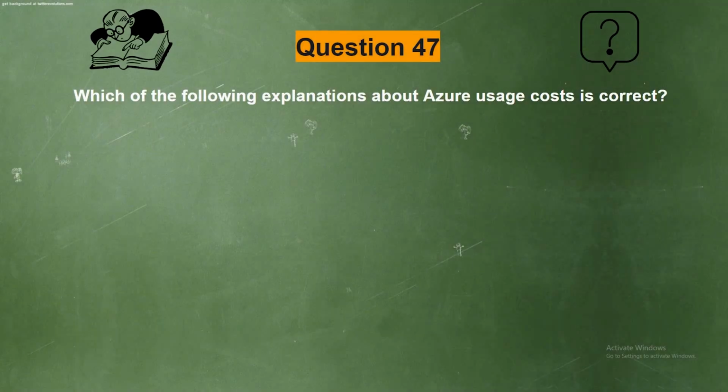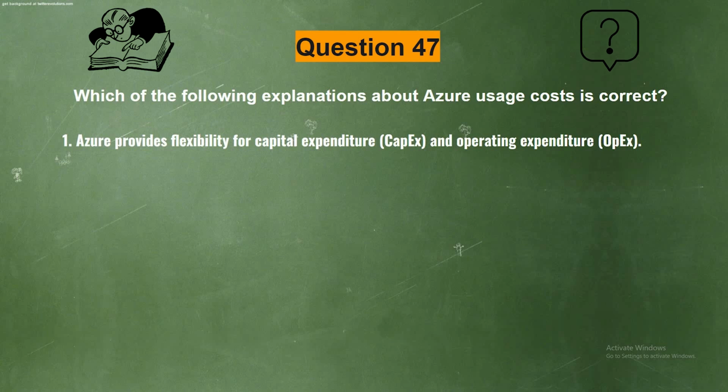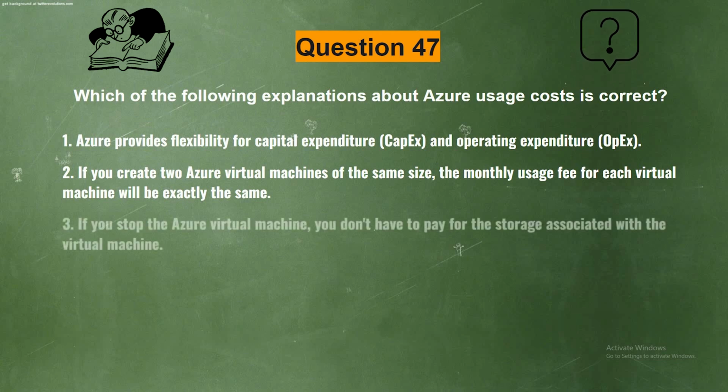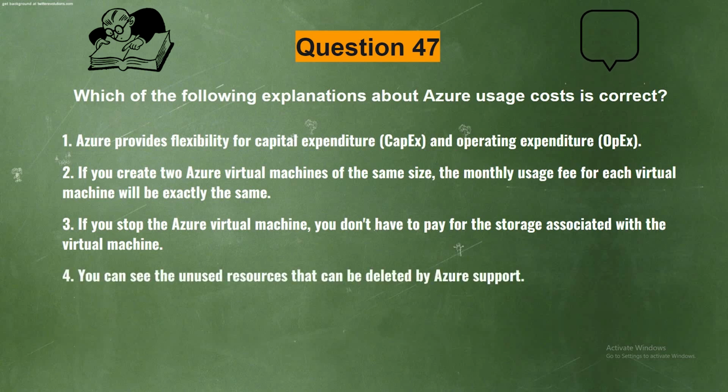Which of the following explanations about Azure usage costs is correct? And the options are: Option 1. Azure provides flexibility for capital expenditure and operating expenditure. Option 2. If you create two Azure virtual machines of the same size, the monthly usage fee for each virtual machine will be exactly the same. Option 3. If you stop the Azure virtual machine, you don't have to pay for the storage associated with the virtual machine. Option 4. You can see the unused resources that can be deleted by Azure support.